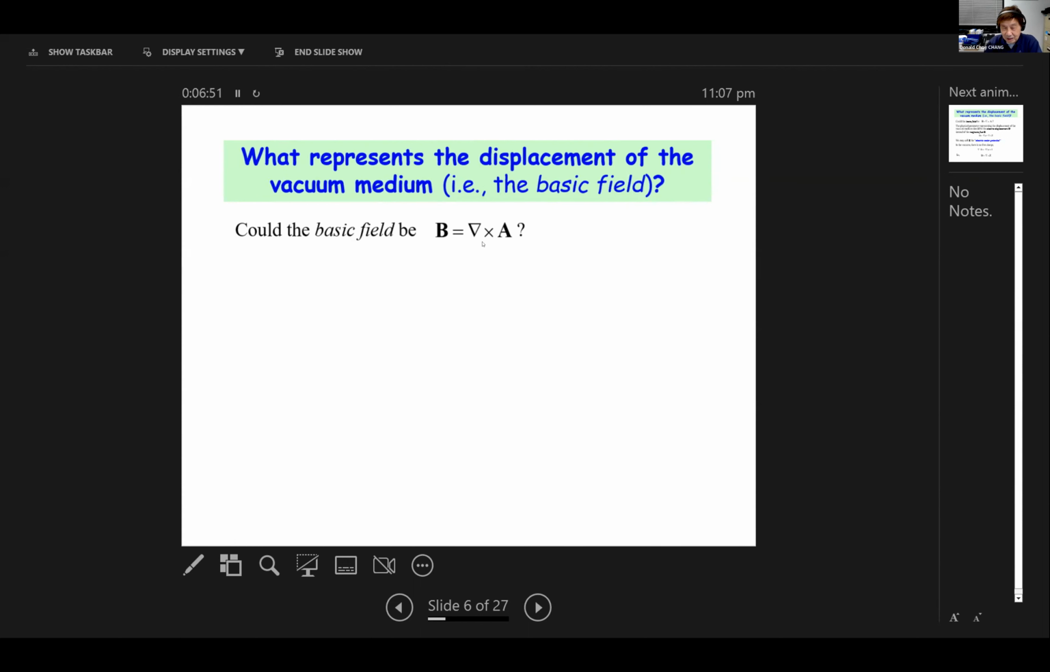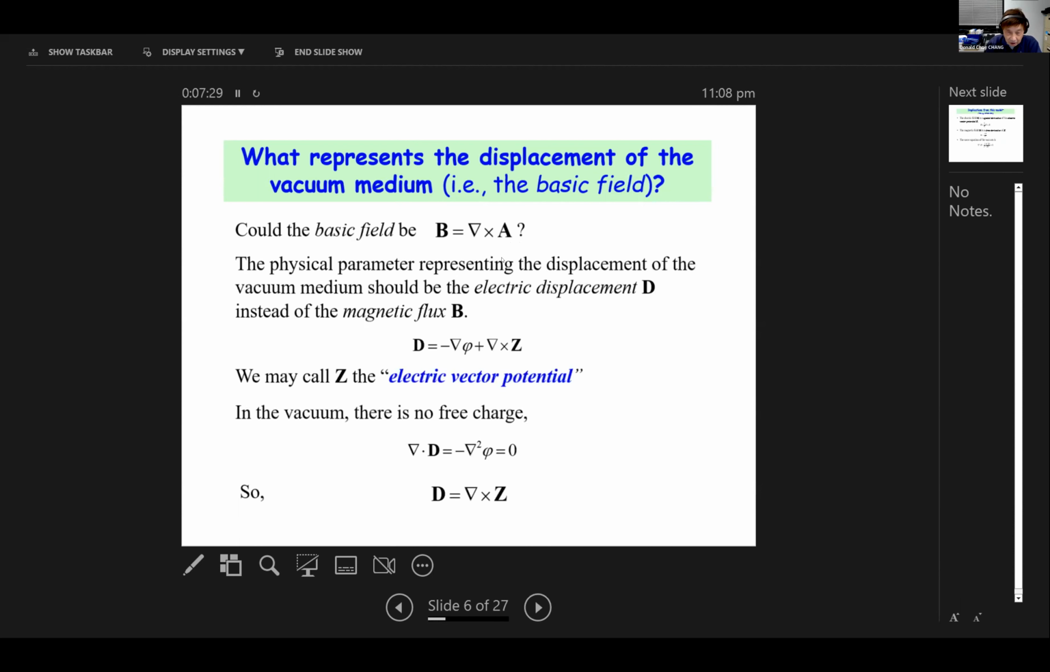Now, we know that in the standard version of electrodynamics, the magnetic flux is a curl of this vector potential A, which looks very much like the Helmholtz decomposition. And also we know that in the magnetic flux case, there's no longitudinal component. So one may think we already have that, and therefore the displacement of the vacuum medium can be described by this vector potential A, which is very familiar in the textbook. But we think this cannot be the case.